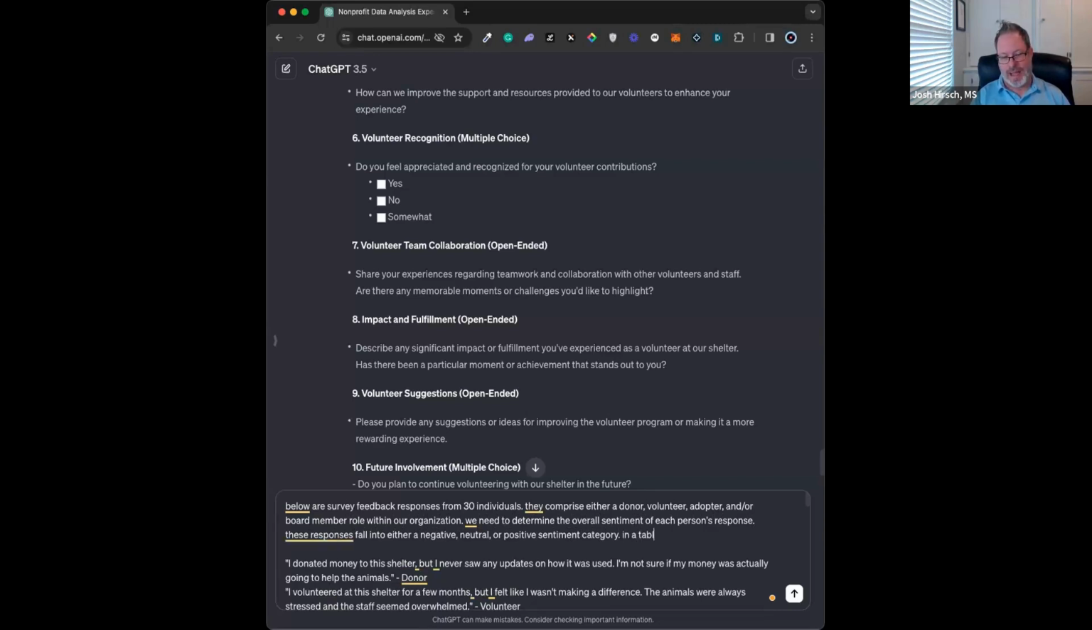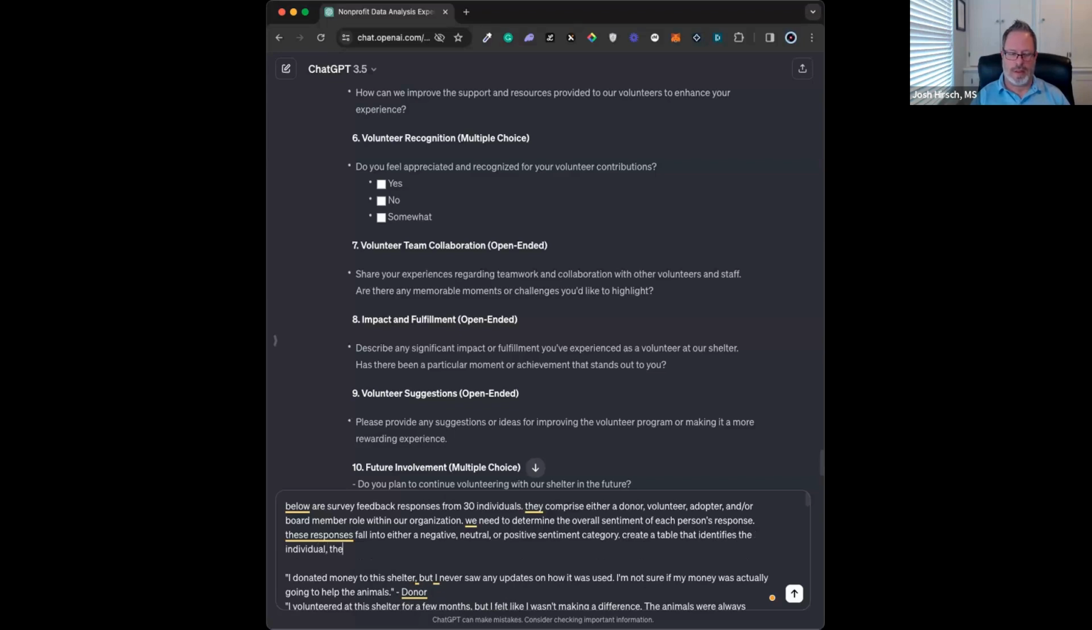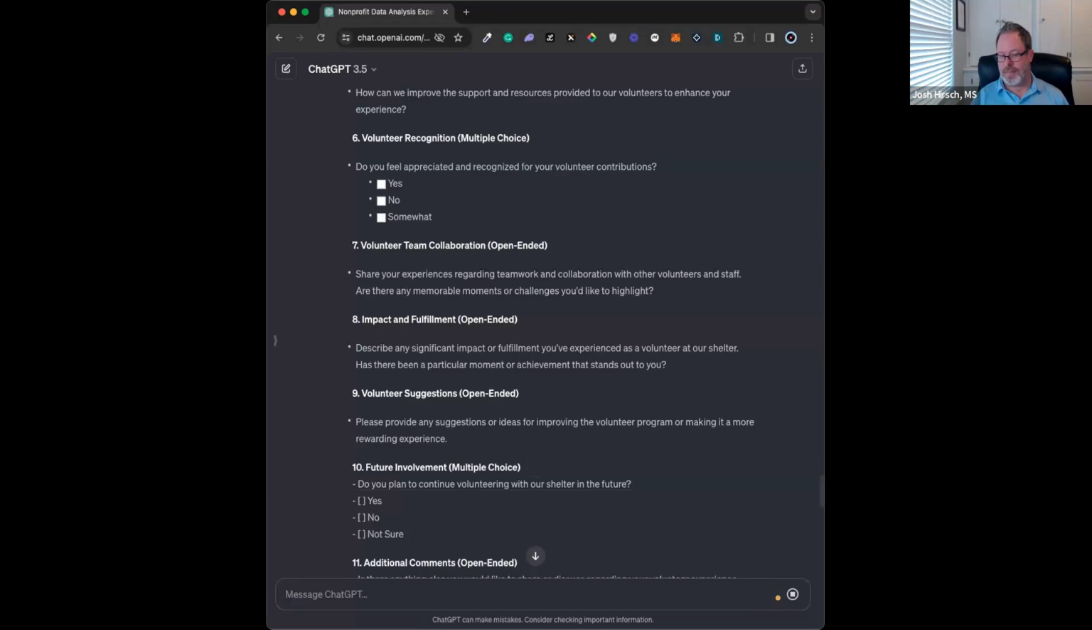In a table, or sorry, let's back up. Create a table that identifies the individual, their response, their sentiment, and the keywords that helped identify the sentiment. Let's hit enter and see what happens.